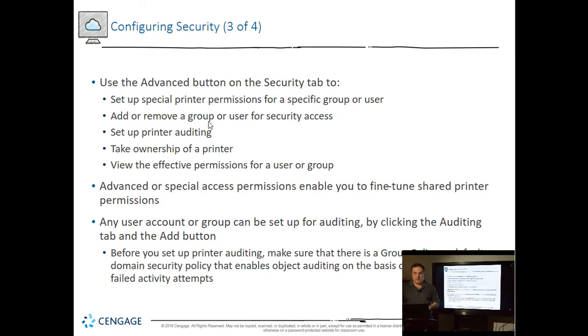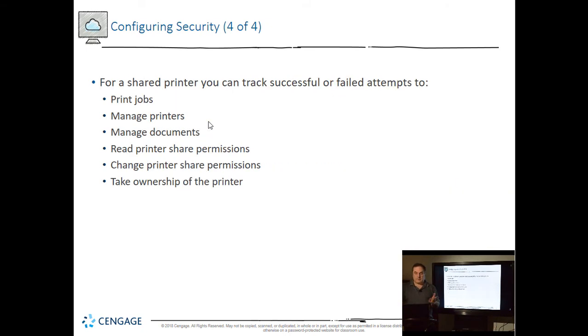If you go into the Advanced tab, you will see the special permissions. And you can set up printer auditing, take ownership of a printer, and view effective permissions the same way you could when you share a folder. It also allows you to fine-tune some additional permissions, but again, typically you won't want to do that. So for a shared printer, you can track successful or failed attempts at all these different options: printing, managing, reading, share permissions, etc. You can audit that and see if anyone's doing something they shouldn't be up to.